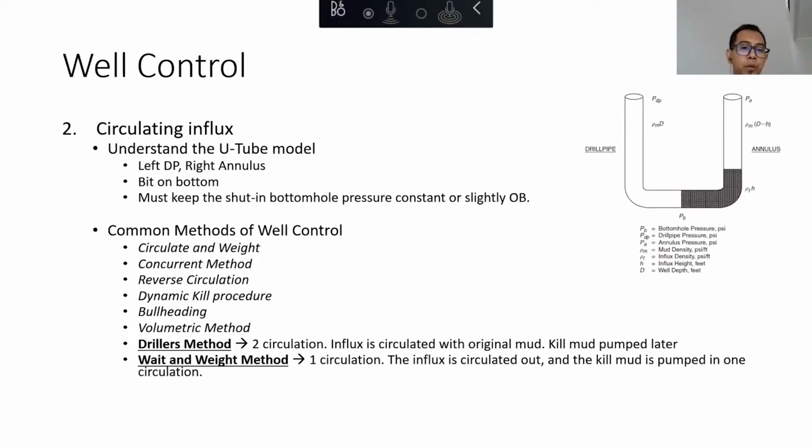However, in the wait method, it's only 1 circulation, but the calculation is a little bit different, and the process is a little bit shorter, but needs extra care. So the influx is circulated out together as you pump in the kill mud weight. For me personally, I like the driller's method because it's quite clear and straightforward. Some others prefer the wait method.